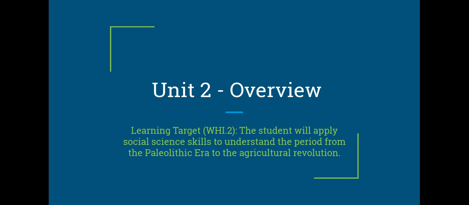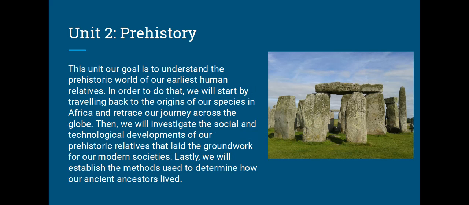Seems pretty straightforward. Probably a good time to mention, though, that this is hundreds of thousands of years. The Paleolithic era to the agricultural revolution is not a short time period. So although we're going to be talking about this large chunk of time, we're really going to be focusing in on some of these key things in how we get from point A to point B. So just a quick rundown of what this unit is going to entail.